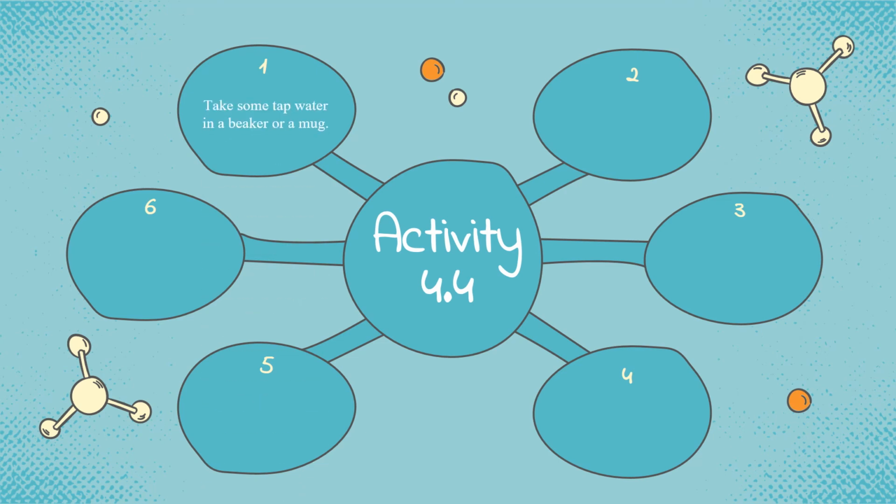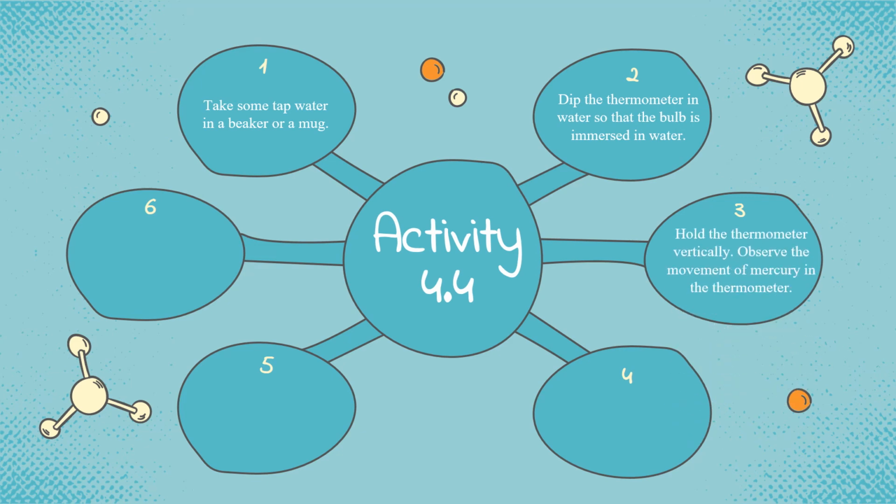The first step is to go to your kitchen or your bathroom or anywhere that you can get tap water from, and take some of that tap water and put it in a beaker or a mug. I would put it in a mug just because it's easier to find, but if you have a beaker handy, then that's perfect. Secondly, dip the thermometer in the water so that the bulb is immersed in the water. So the little bulb end of it, you're going to dip it in the mug or the beaker that you just put the tap water in.